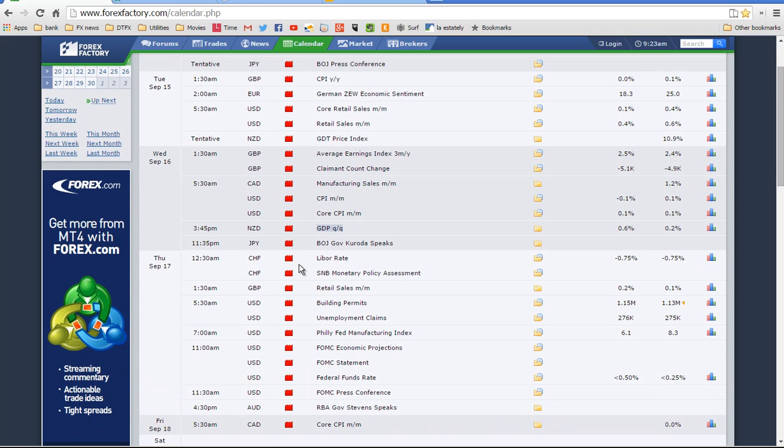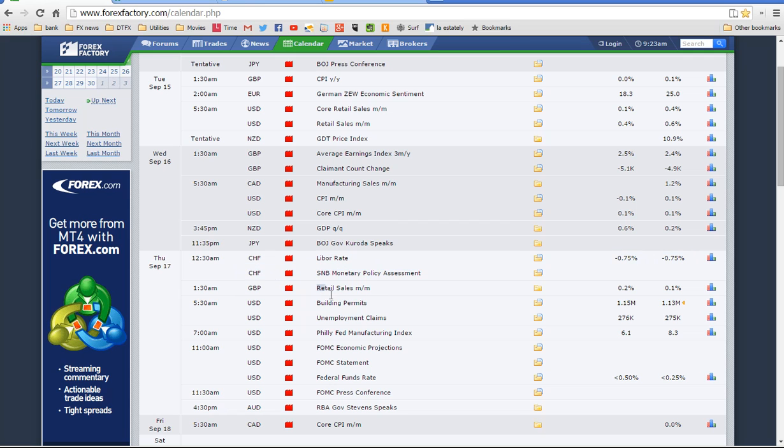And of course, on Thursday, we've got interest rate news for Switzerland. Last time they had a little bit of a surprise interest rate situation. The Swiss franc moved like 800,000 pips or something. It was totally wild. Probably not going to do anything like that, but you never know. So be cautious and careful if you have any Swiss franc trades going on.